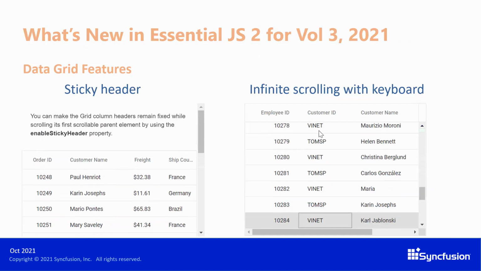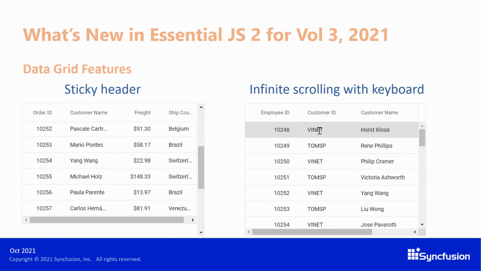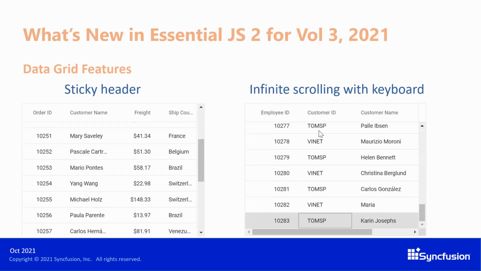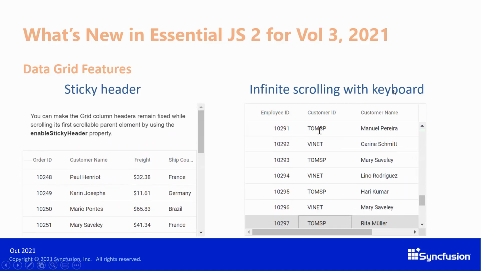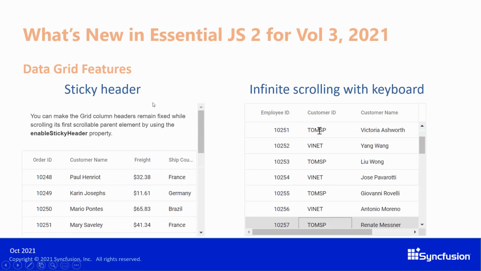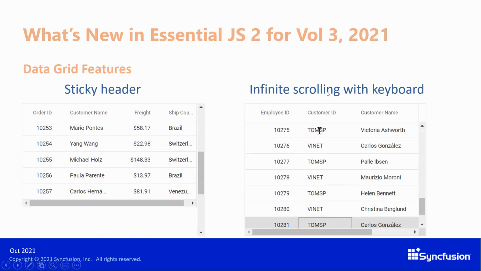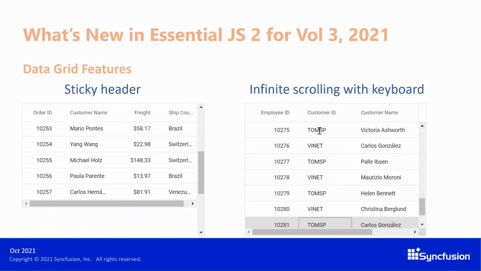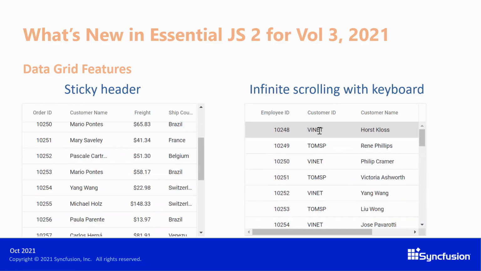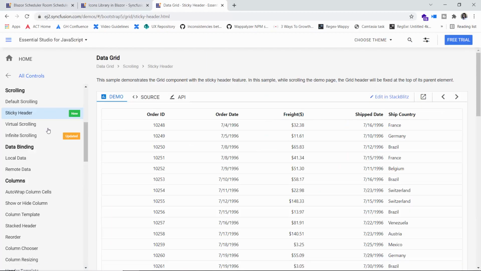Next to the data grid component, the sticky header support has been added. So let me show you how it works in a demo. And you can also have a look at this topic, infinite scrolling with keyboard. So before showing the demo, let me tell you what this is. We already have this infinite scrolling support in data grid. So it's nothing but the keyboard accessibility support has been provided for infinite scrolling both in the up and downwards direction. So first let's see what is sticky header.